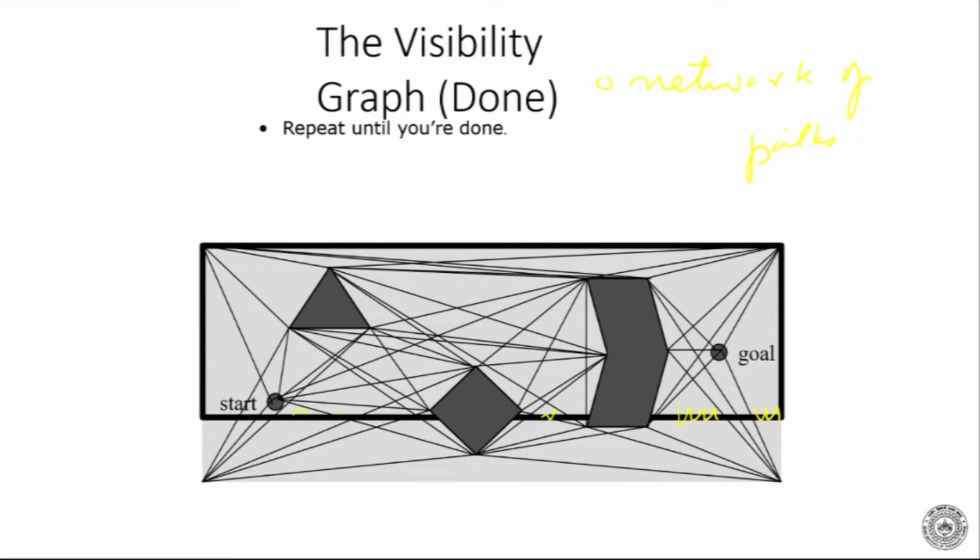Now once you have got the network of paths, you have to choose how to go to the goal point. There would be so many ways: you can go this way, that way, you could go in so many ways here. Then the next question would come in terms of distance: which is the shortest path?